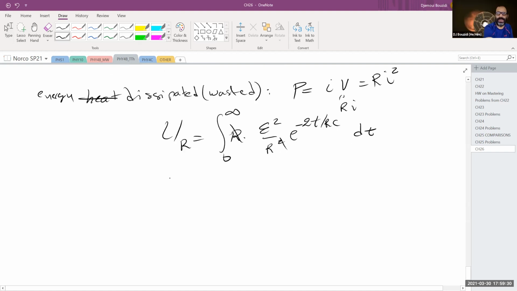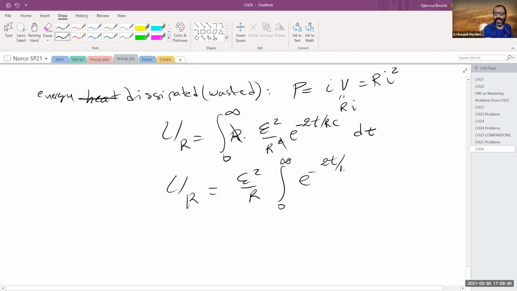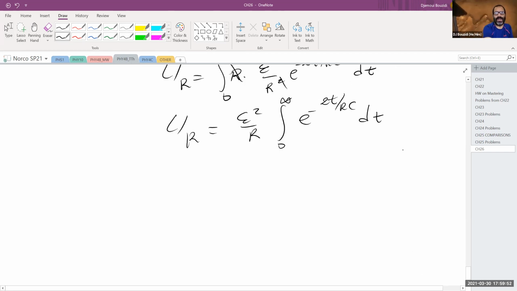And this value in the resistor, U sub R, is going to be epsilon squared over R times the integral from 0 to infinity of the exponential of negative 2t over RC dt. This integral of the exponential, we just did it, except that the exponent has changed, that's all. So it's going to be the inverse of this number, which is RC over 2. And the boundaries of integration are the same as before. So the answer is epsilon squared over R times negative RC over 2 times the exponential of negative 2t over RC evaluated between 0 and infinity.